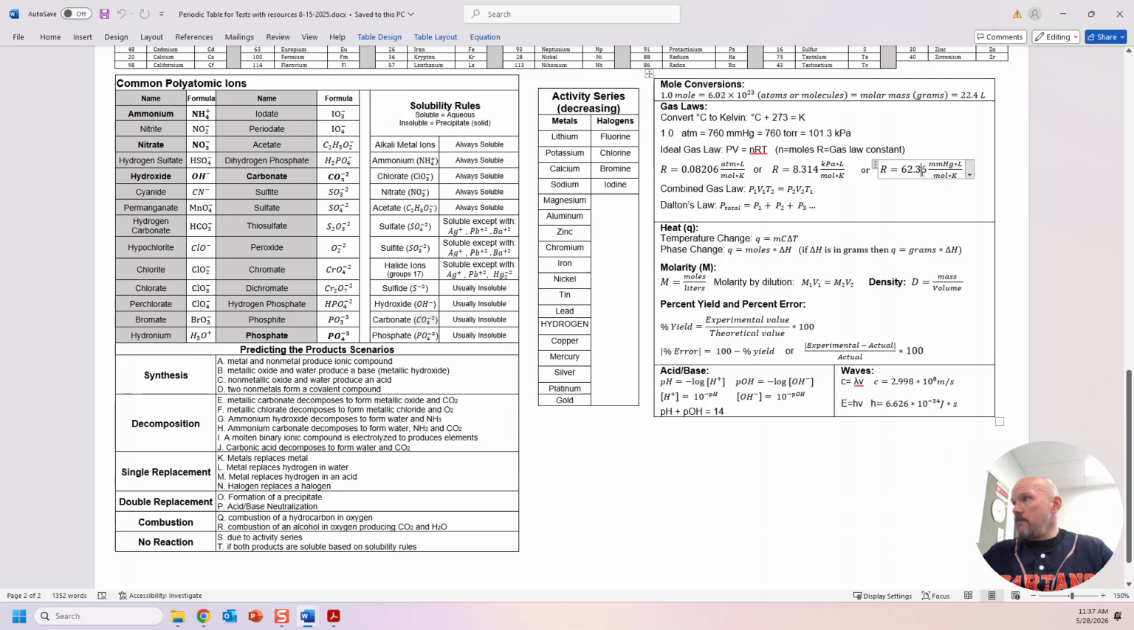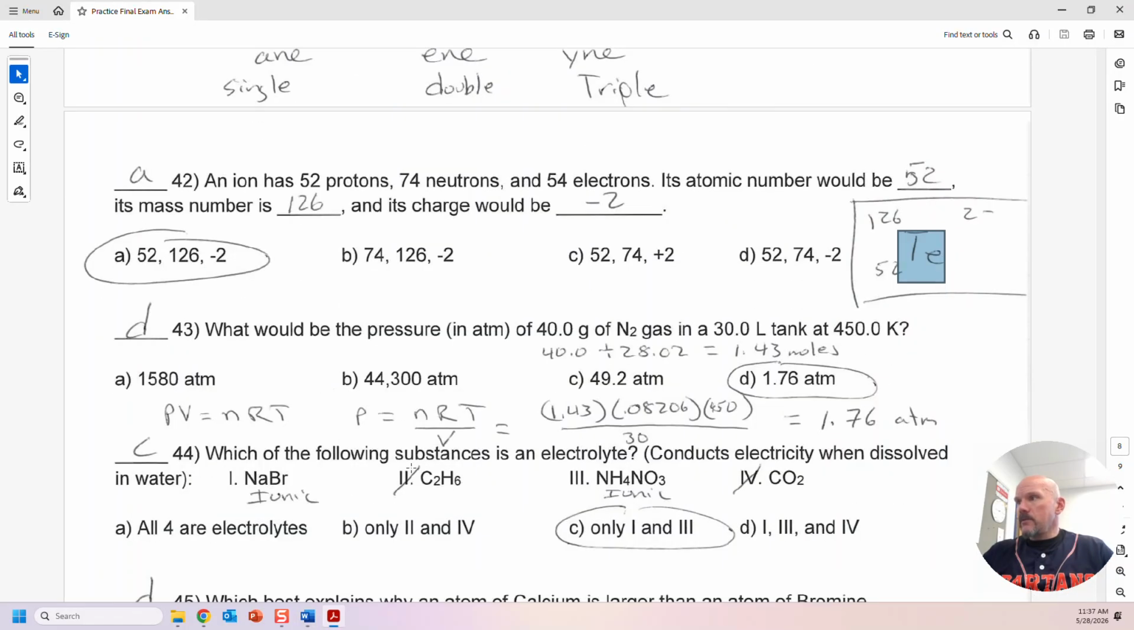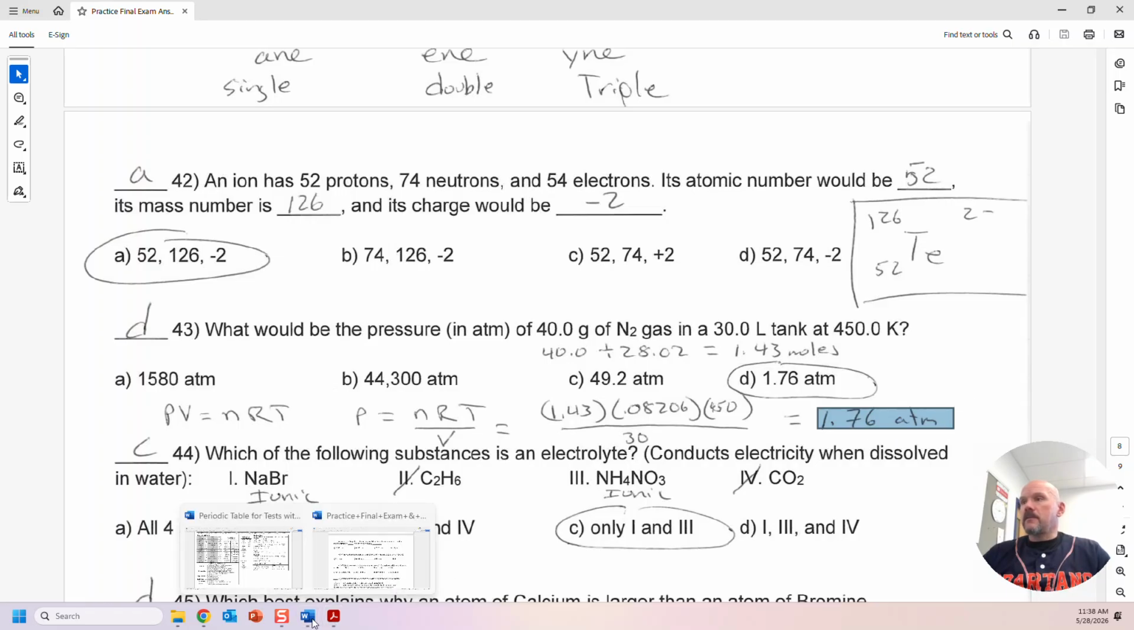If they wanted the pressure in millimeters of mercury, it would be this one. And if they wanted kPa, kilopascal, it would be this one, right? So I think I have it worked out here. The first thing to do is take your 40 grams of nitrogen, divide by 28.02, which is the molar mass of N2, 14.01 plus 14.01. That gives us our mole number. So we're using PV equals nRT, so that means P equals nRT over V. Plug in our moles, plug in our R value, plug in our temperature in Kelvin, which already was 450, 30 liters, and we get 1.76 atmospheres for our final answer.